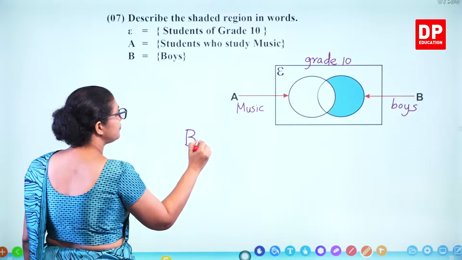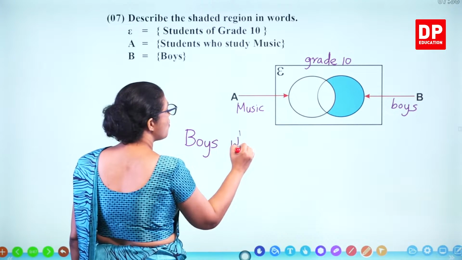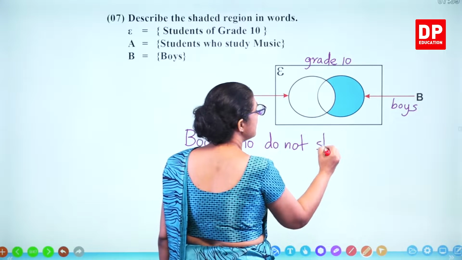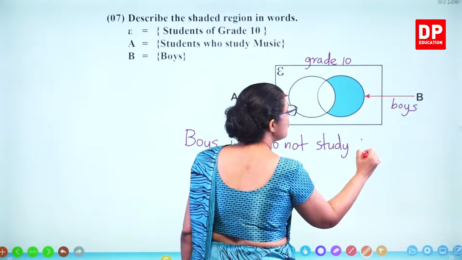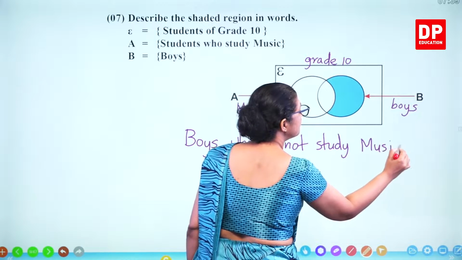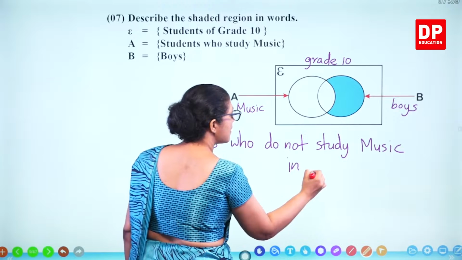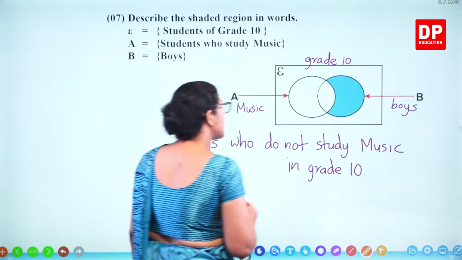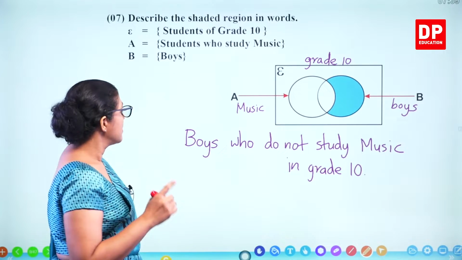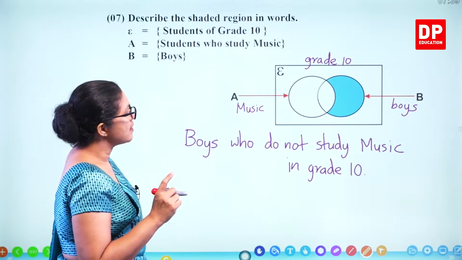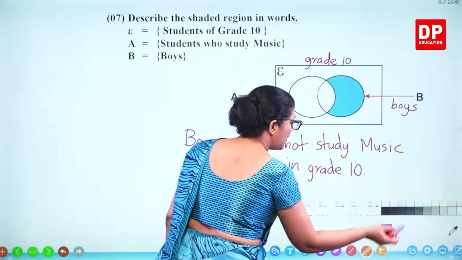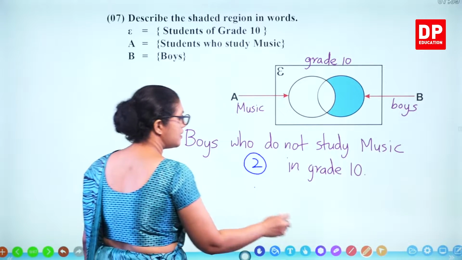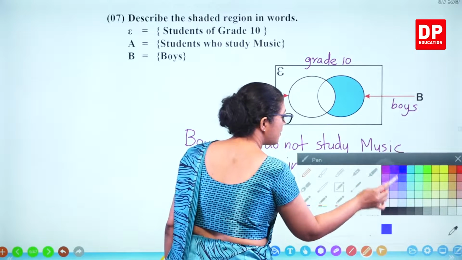Boys who do not study music in grade 10, because this is about grade 10 students. Boys who do not study music in grade 10. So you get 2 marks for this one. Identify the correct region.